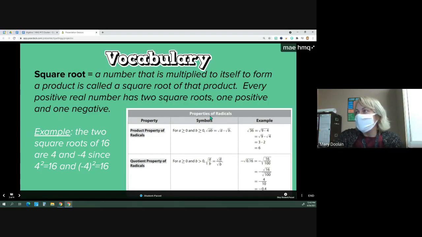And this is just some of the properties of radicals, okay, that you can take a radical and break it up as a product of radicals, or if you have a radical and you break it up and it's a fraction, a quotient, you can take the square root of the numerator and the denominator separately. And that's kind of like what we saw in the warm-up.